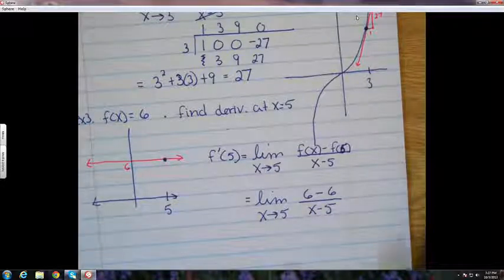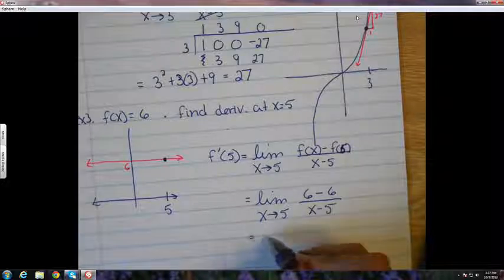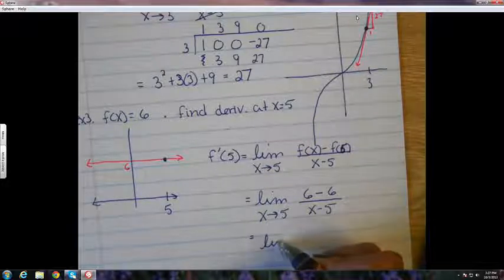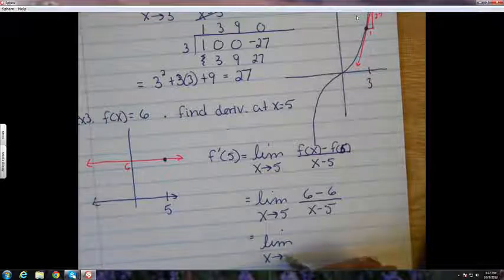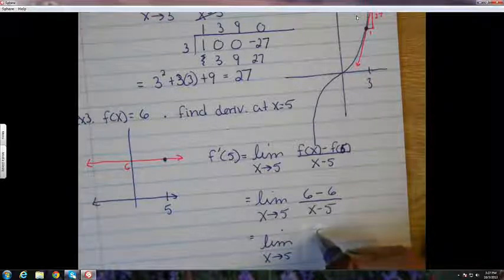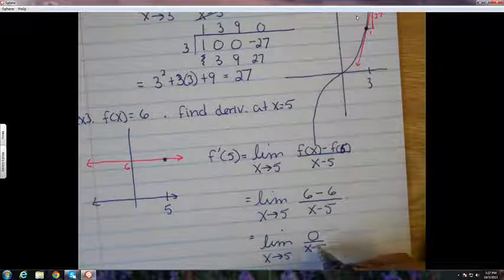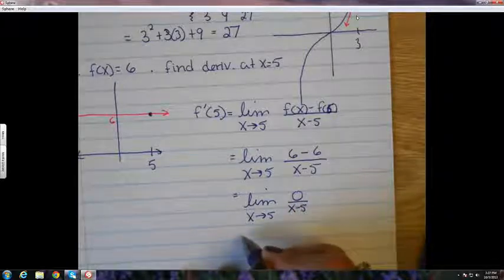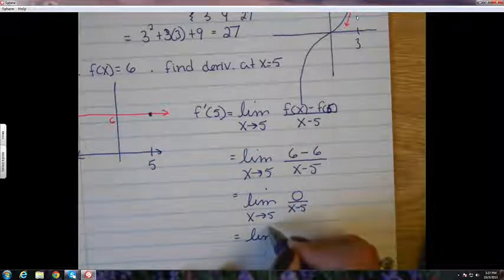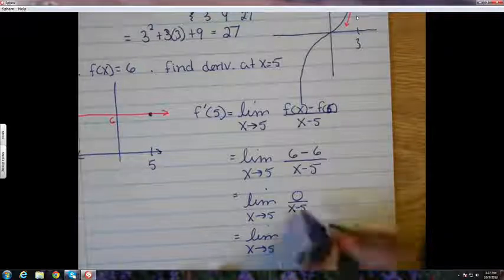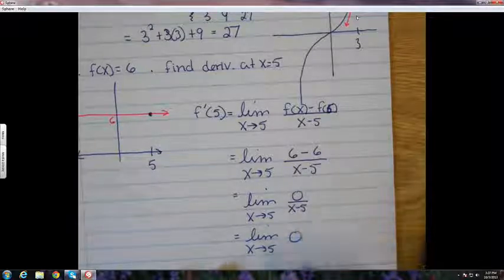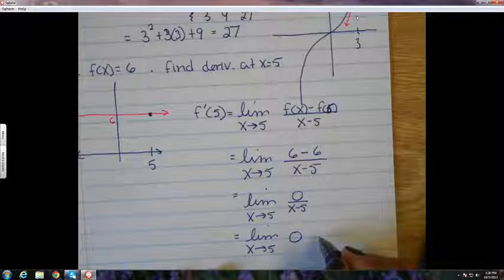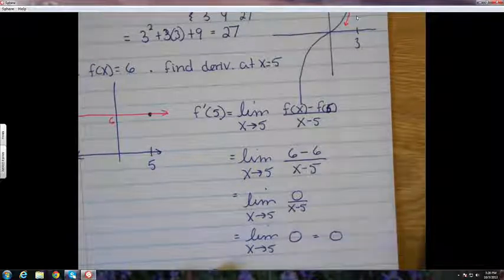I'm going to simplify before I substitute in. I'm not substituting in yet. 6 minus 6 is 0, over x minus 5. Still simplifying. What's 0 divided by anything? What does that simplify to? 0 divided by anything is 0. Now I've got the limit of a constant. What is the limit of a constant? It is the constant. So we got a derivative of 0.